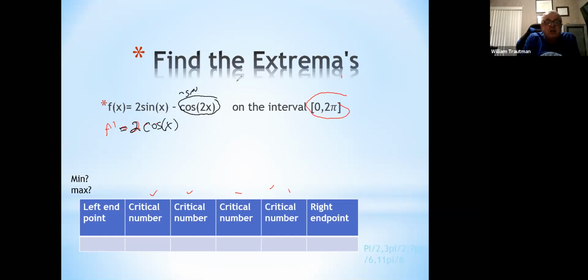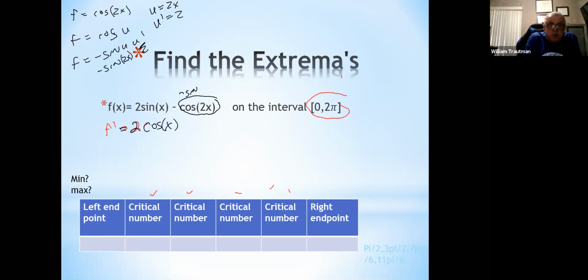What's the derivative of cosine 2x? If I have a function that's cosine 2x, the derivative of this is like taking the cosine of u. The derivative of cosine u is negative sine u times u prime. If u is 2x, u prime is 2. So the derivative of this is negative sine 2x, and then u prime is 2. So we bring the 2 in front, negative 2 sine 2x.